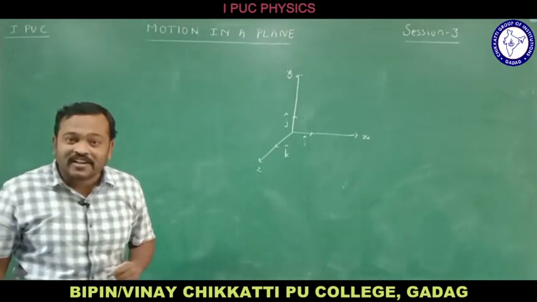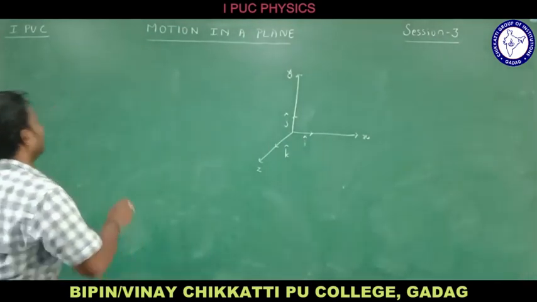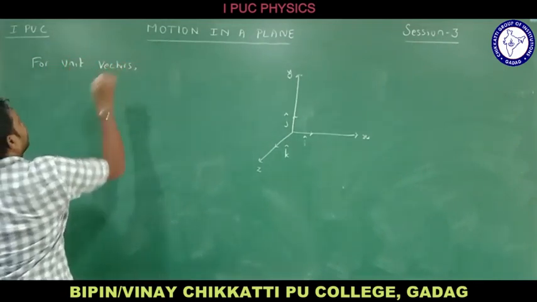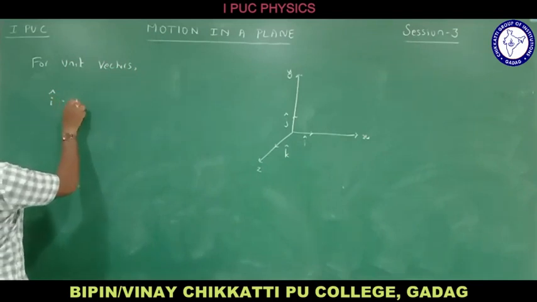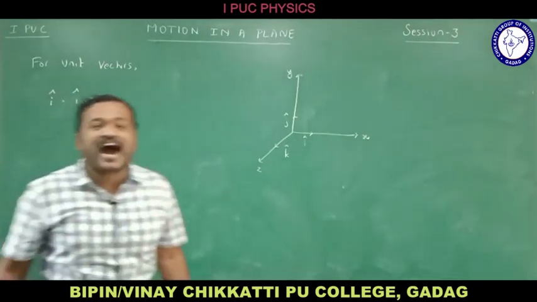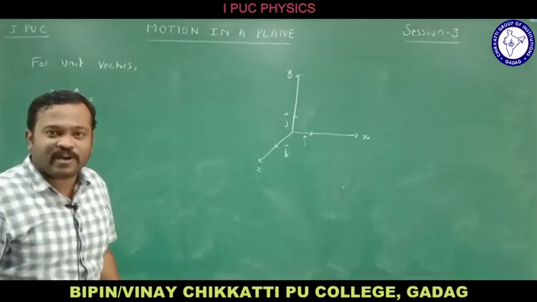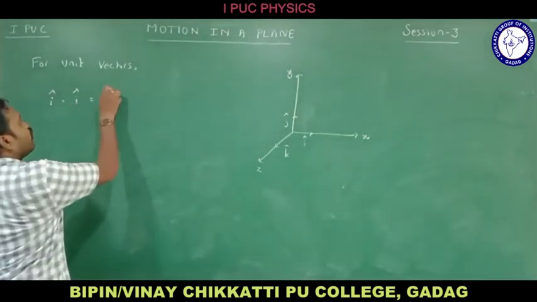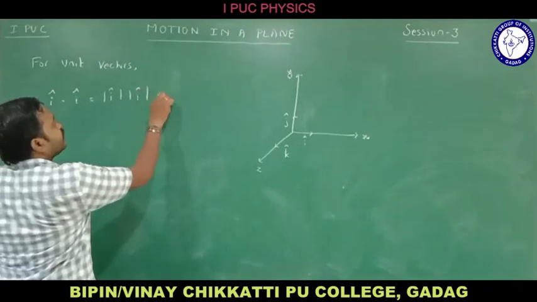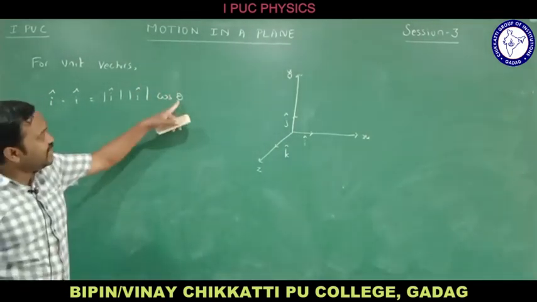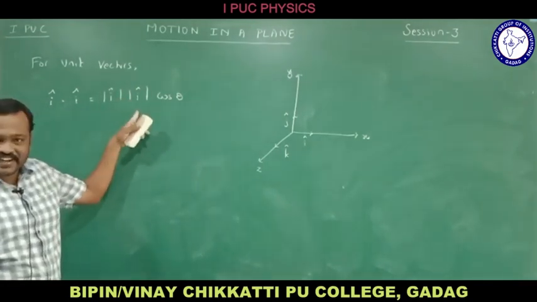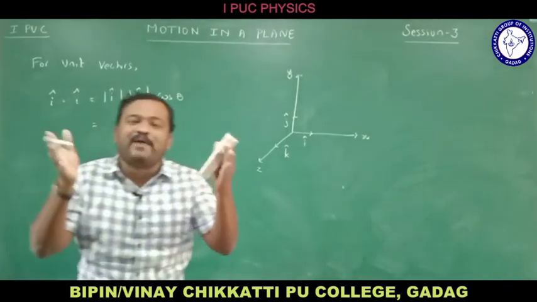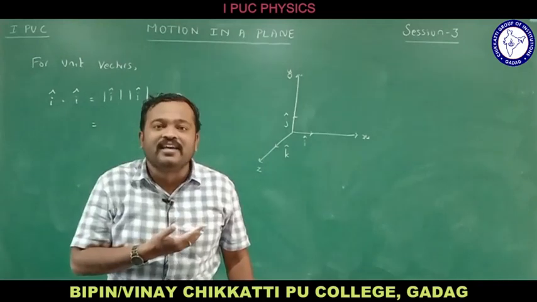Let me use scalar product on these vectors now. For example, let me take unit vectors. Shall I take i dot i? Come on, tell me. What is i dot i? What is the formula for A dot B? Modulus of A, modulus of B, cos theta. So i dot i is modulus of i, modulus of i, cos theta. What is theta? Theta is the angle between i and i. Come on, tell me, what is modulus of i? Modulus of i is nothing but the magnitude of i. What is the magnitude of i? 1, because i is a unit vector.